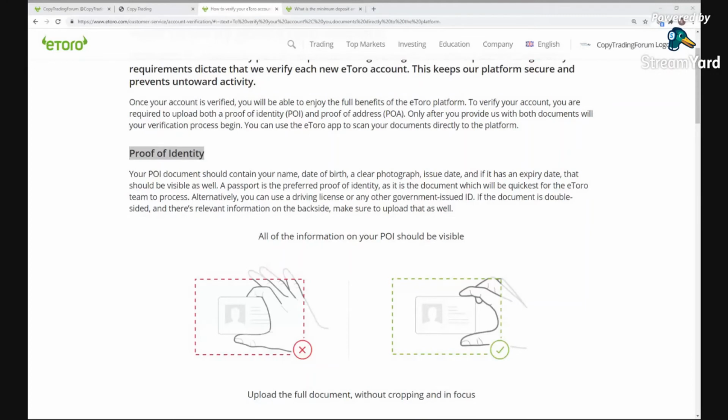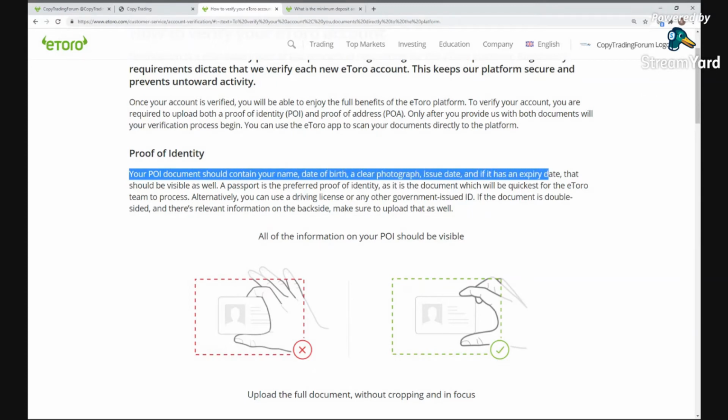Okay, so the next step is you have to upload proof of identity and proof of address, and you need to put in your tax details. That's just the tax number that you give to your employer. In Ireland, it's called a PPS number. You go to proof of identity on this page. Your proof of identity document should contain your name, date of birth, clear photograph, issue date, and if there's an expiry date, it should be visible as well.